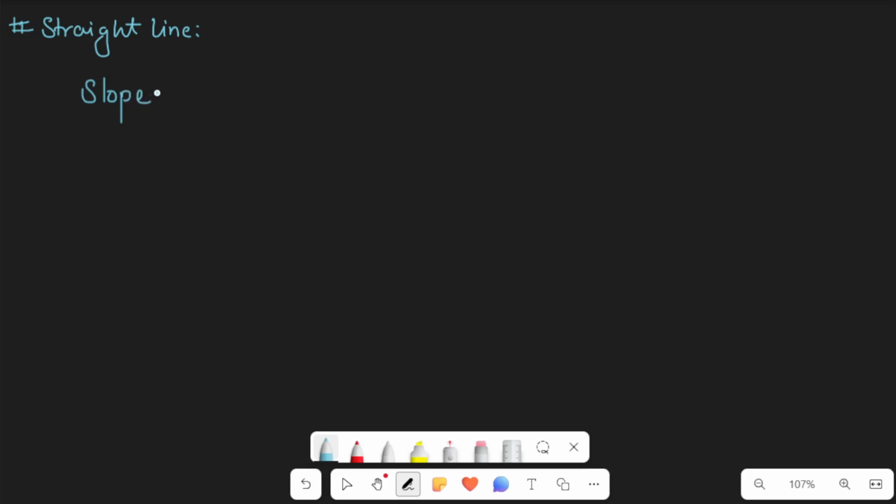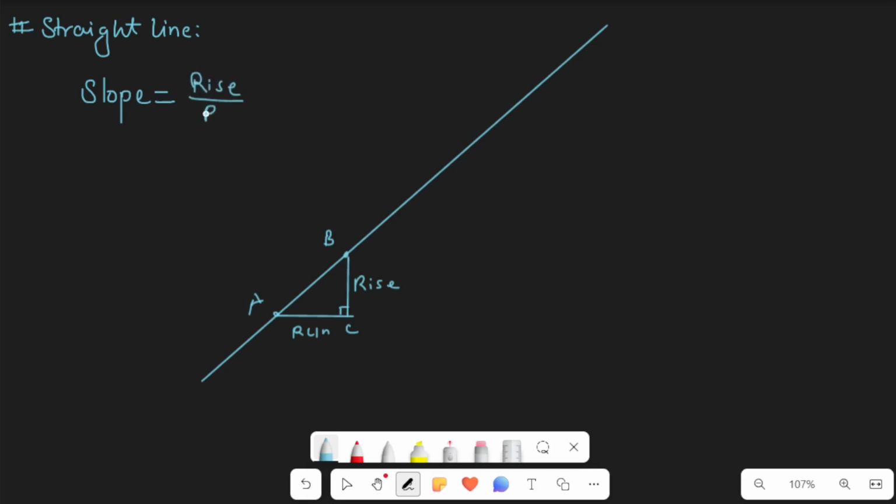Straight line has a unique property known as slope, and we calculate it by taking any 2 points. Let's say this is A and this is B. For AB, slope will be calculated as rise divided by run. Slope is given by rise divided by run. In this case, slope of AB would be BC, right, divided by AC.